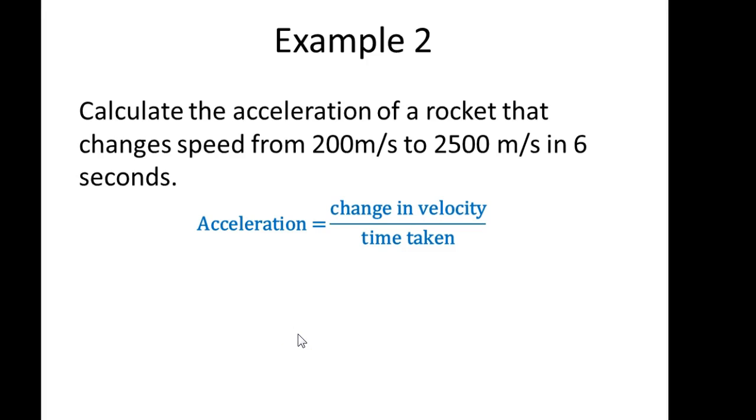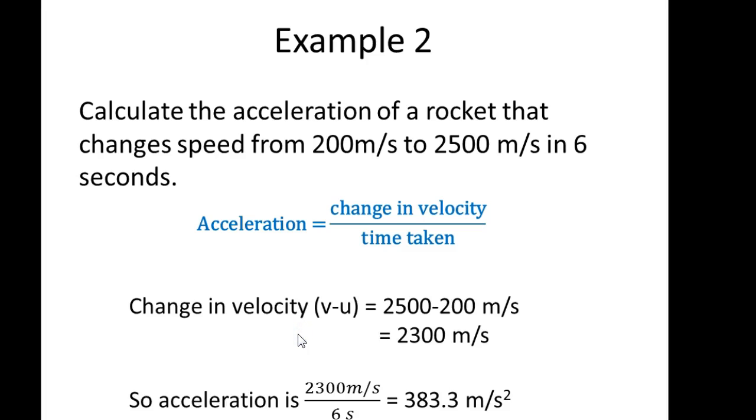So once again, using the equation, acceleration is change in velocity over time taken, we can see that our final velocity is 2,500 meters per second, so that's our v. Our initial velocity is 200, so our change in velocity, which you could probably do in your head, is 2,300 meters per second. And so slotting that into our equation gives us an acceleration of 383.3 meters per second squared.